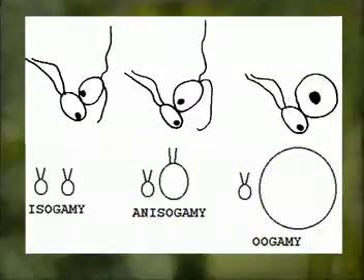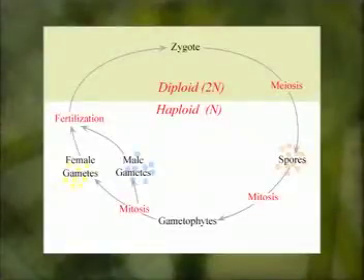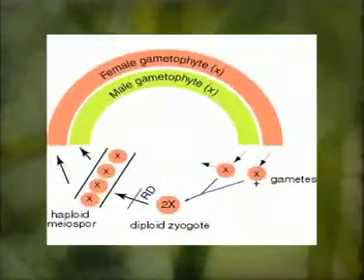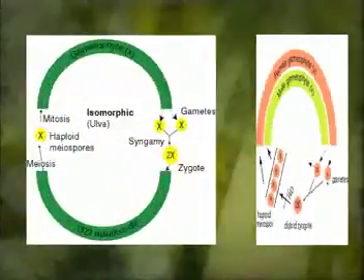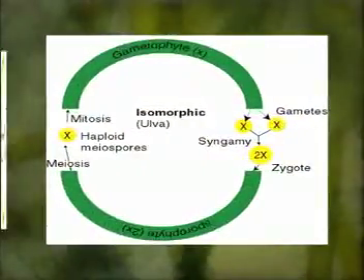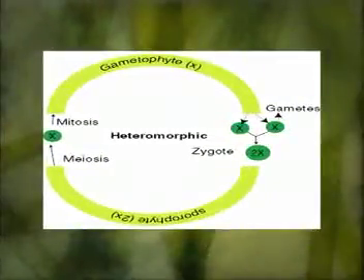Sexual reproduction in green algae occurs by isogamy, anisogamy, and oogamy. The sex organs are usually unicellular. Zygote represents the diploid phase. The life cycle in different genera may be haplontic, for example Chlamydomonas, diplontic, for example Codium, isomorphic, for example Cladophora, or heteromorphic, for example Urospora.